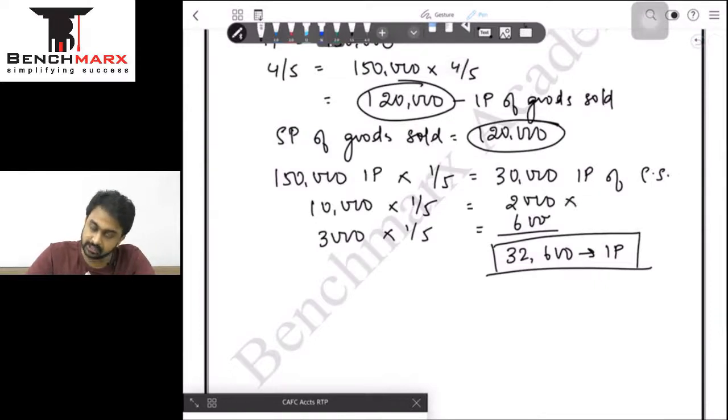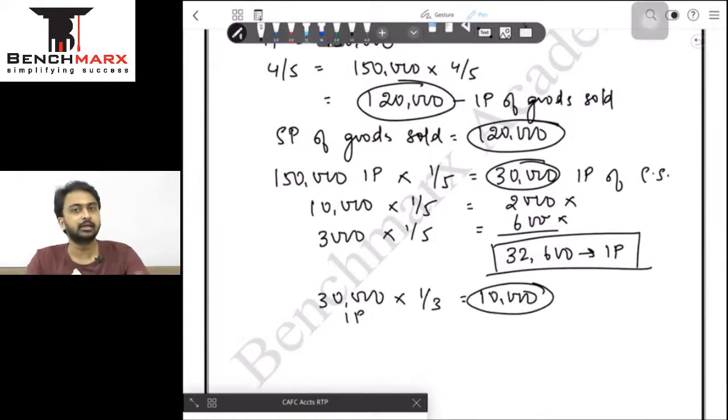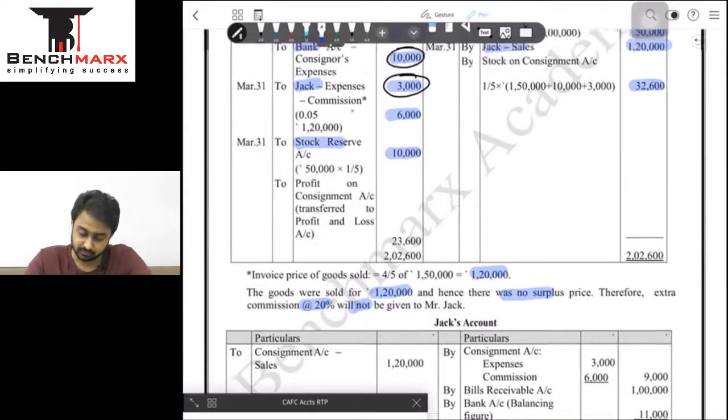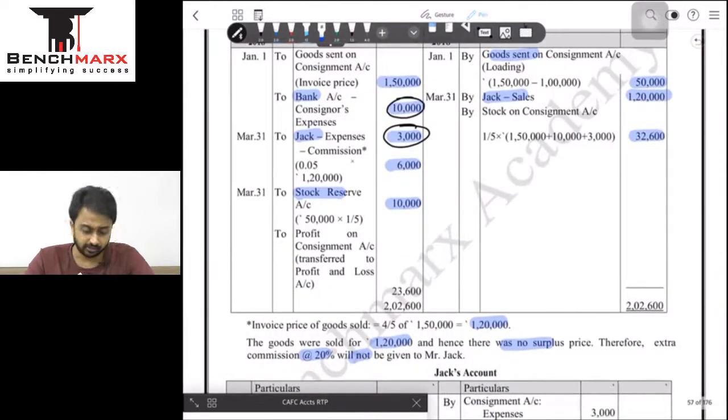So इसमें loading नहीं है, इसमें भी loading नहीं है, इसमें ही loading है. And loading rate was 30,000 into 1/3 because this is the IP, appears to be 10,000. So 10,000 is the loading content. This will go consignment account के debit side पे as to stock reserve जो यहाँ पे बैठा हुआ है as to stock reserve 10,000. I can see all the amounts in the consignment account are highlighted covering everything, which means balancing figure can be found out as profit on consignment.